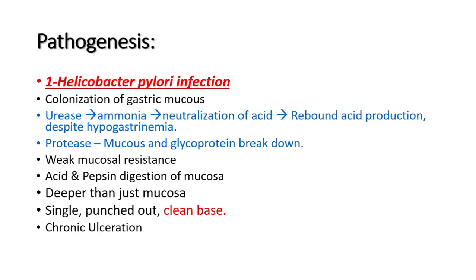Pathogenesis, H. pylori infection. H. pylori is a very common infection affecting low socioeconomic status populations, rural patients, and patients with low hygiene and sanitation. It can be transmitted by close contact from patient to patient and increases with increasing age. This bacteria colonizes the gastric mucosa.